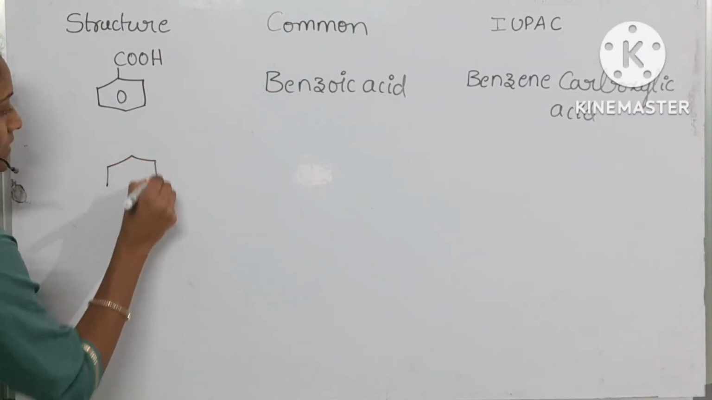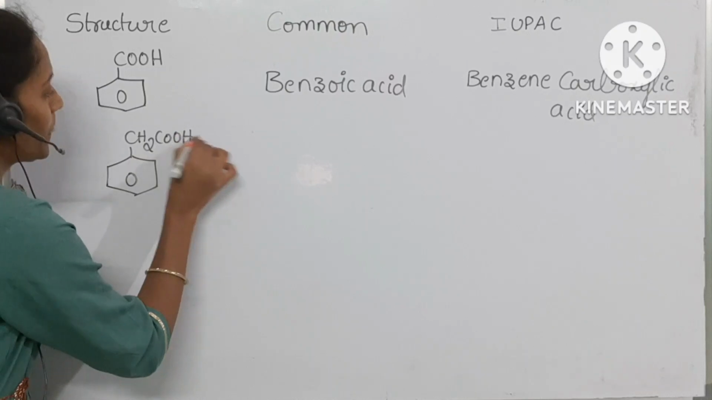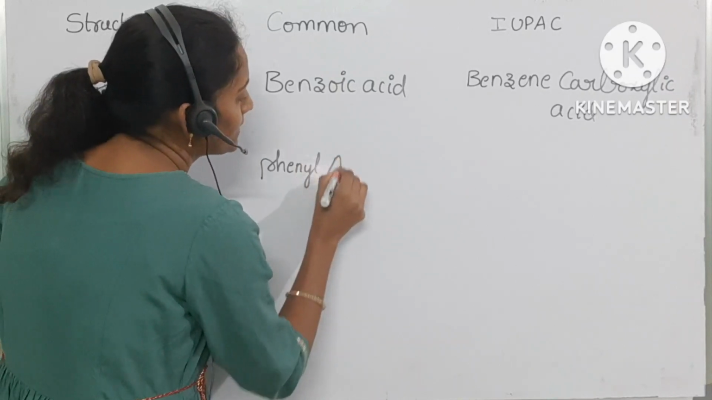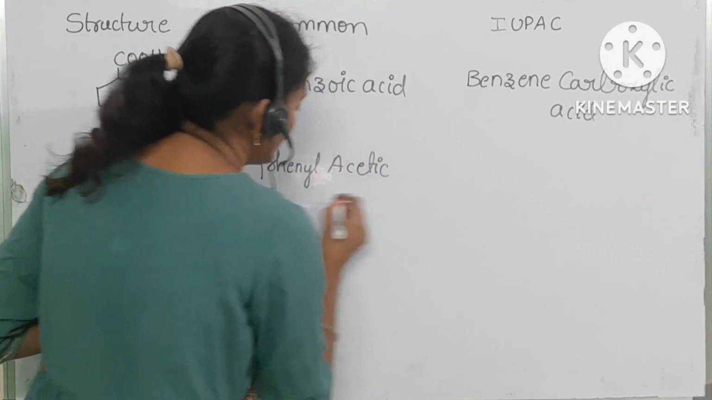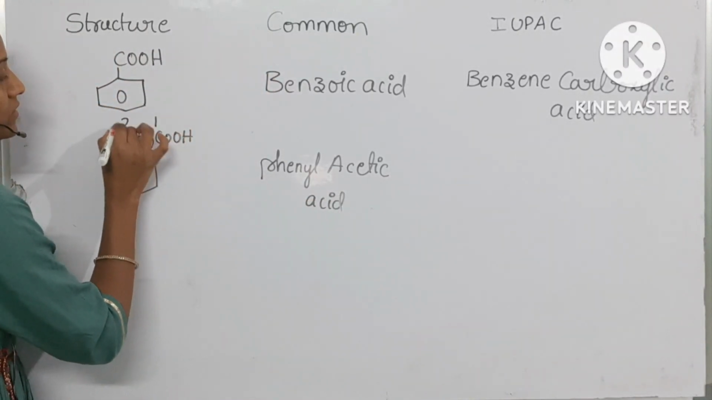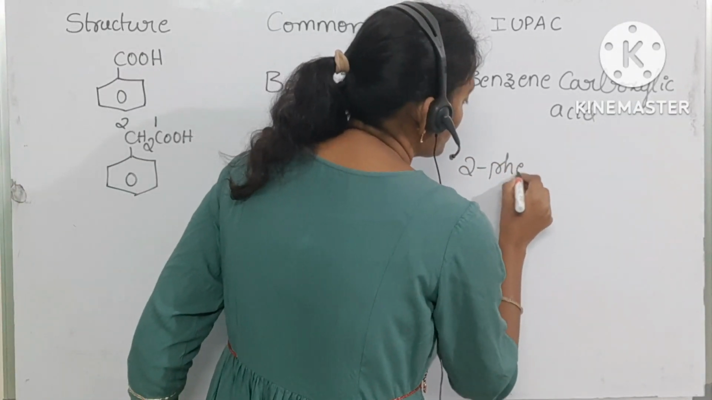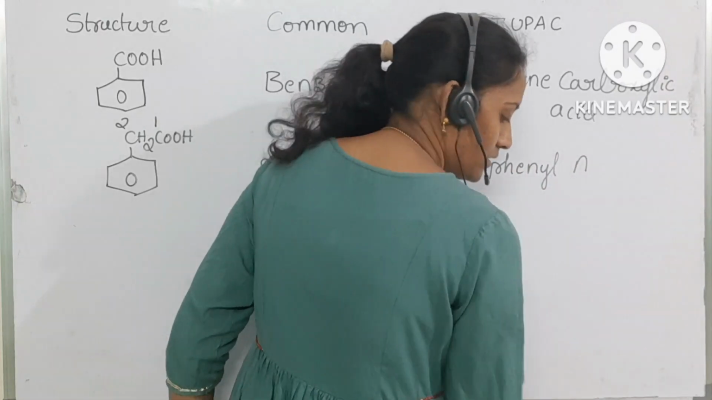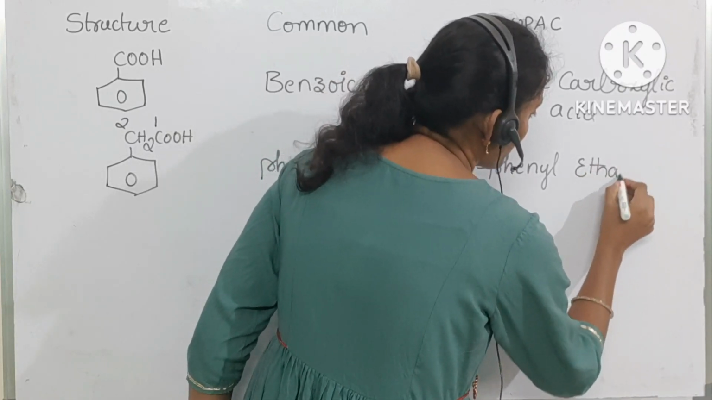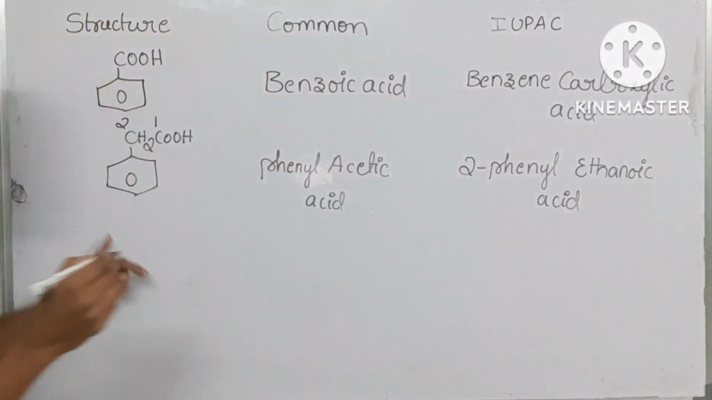And the next one you can see, if the compound is like this, CH2 COOH. Here it is phenylacetic acid. Acetic acid is the common name. For its IUPAC name, you can give numbering. This one is the main chain. So 2-phenyl ethanoic, a 2 carbon chain, so 2-phenylethanoic acid is the IUPAC name of this compound.